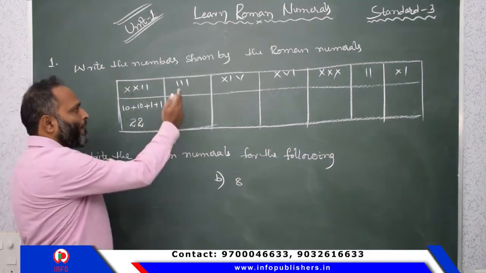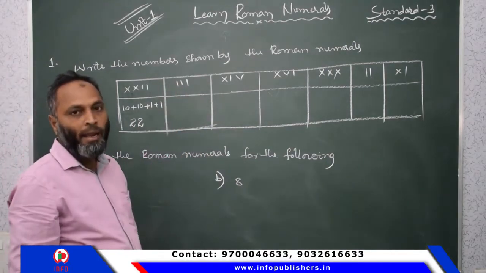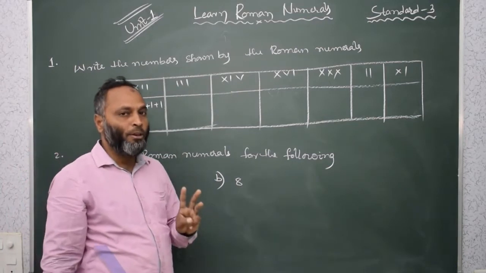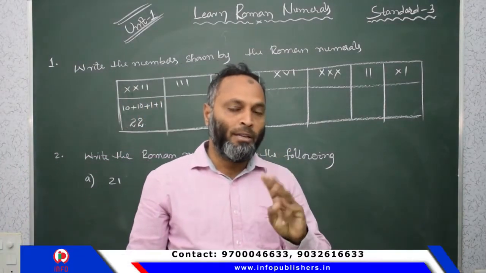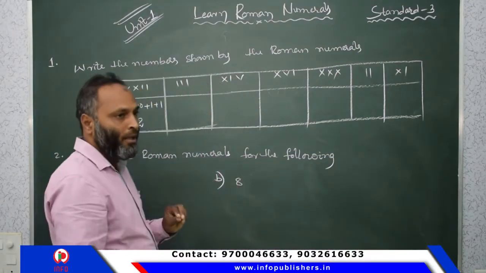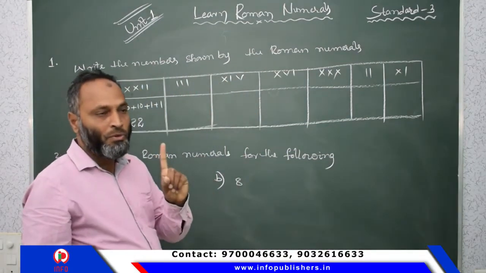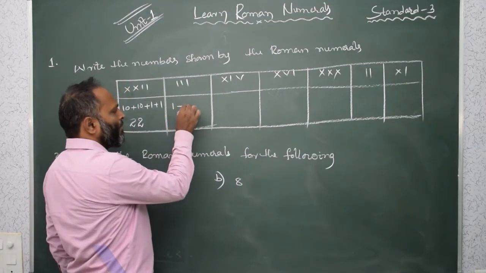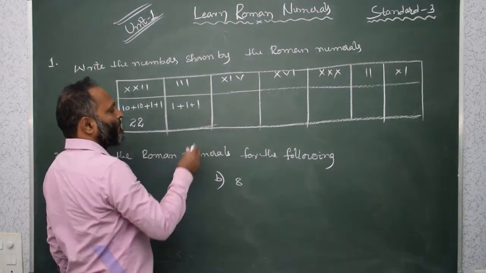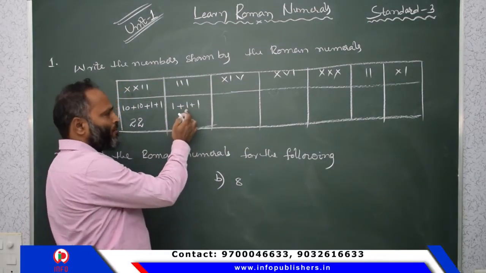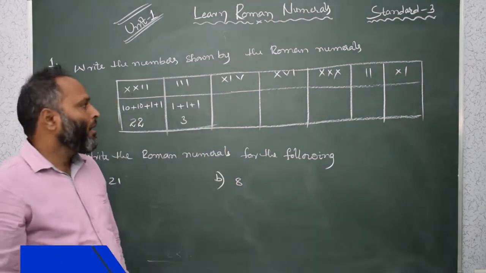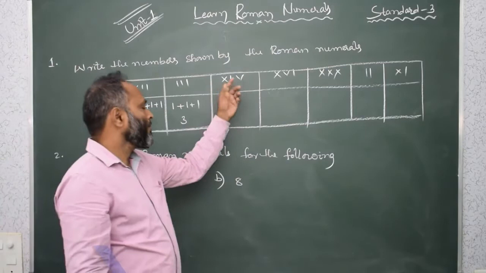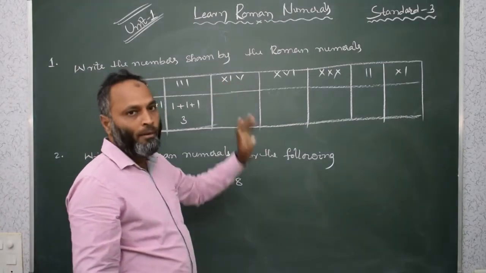Now here, what is there? I. This I is a Roman numeral. It repeats thrice. Whenever a Roman numeral repeats, we have to add, according to our first rule. Then 1 plus 1 plus 1. 1 plus 1, 2, 2 plus 1, 3. This is the representation of 3.